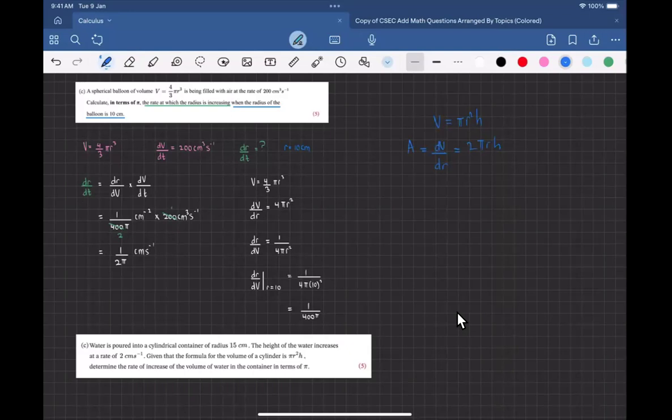So there's some hints I would throw at you. The cool thing about differentiation: if you differentiate volume, you'll get area. And if you differentiate area, you should get perimeter, I think. That's how it works. I'm gonna show you an example.